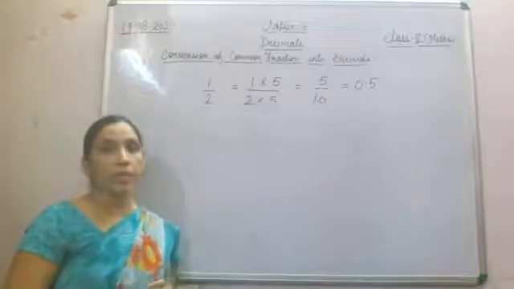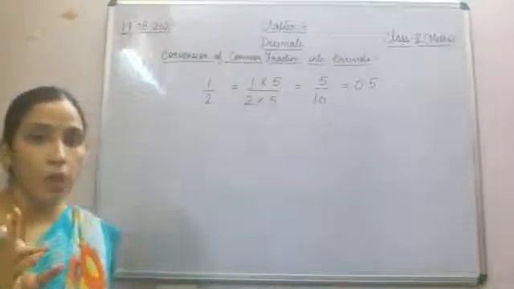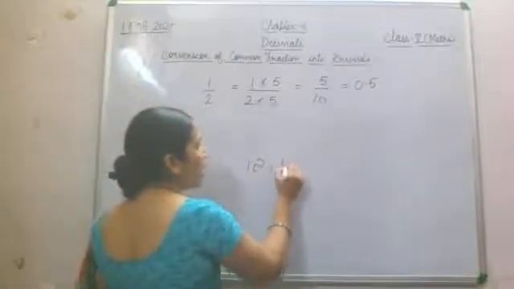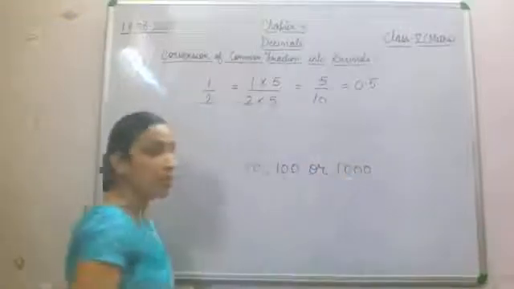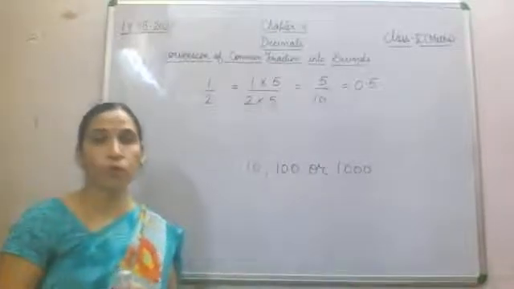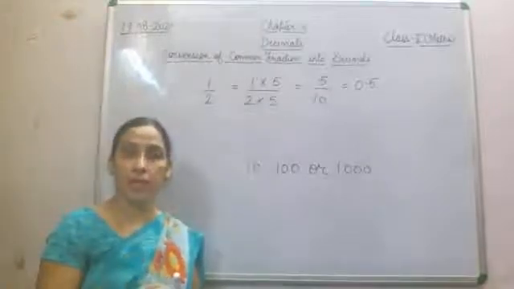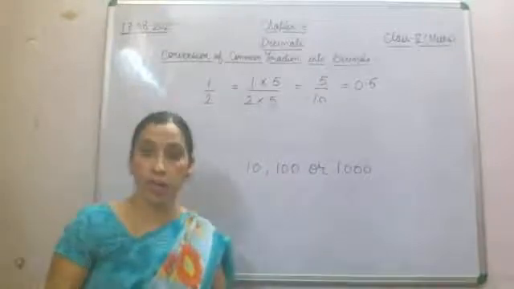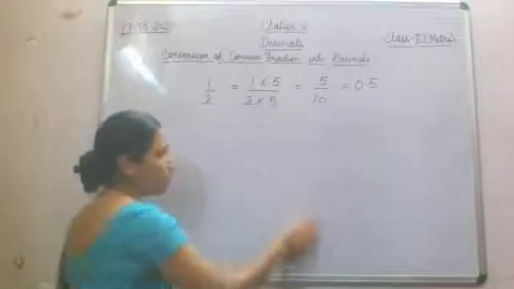This is a simple example which I have taken. Whenever you have to convert a common fraction into decimal form, you require 10, 100 or 1000 in the denominator. So whatever denominator you have, you have to find by which number it will be multiplied to convert it into 10, 100 or 1000. Let's see one more example related to this.